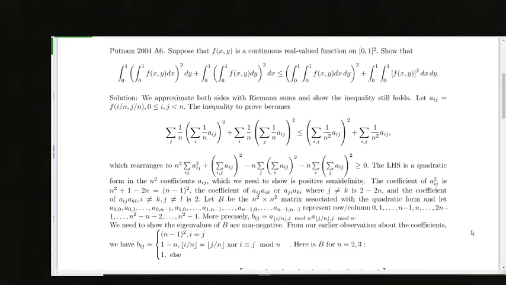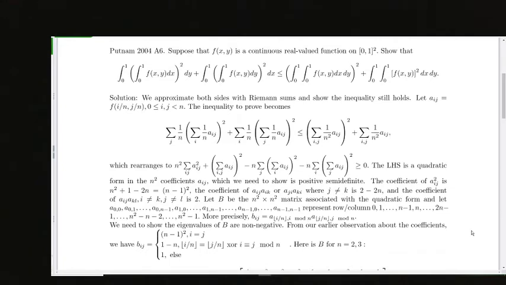I'll be solving problem A6 on the 2004 equivalent competition. So it looks like a very interesting integral problem, but integral inequalities can be sort of tough. What's easier to prove with inequalities is summations. So if we replace both sides with a Riemann sum, it might be easier to show.